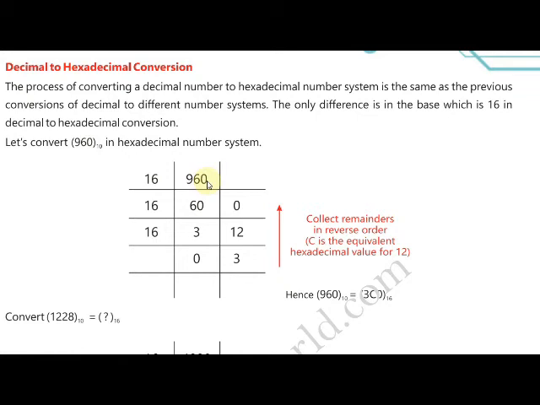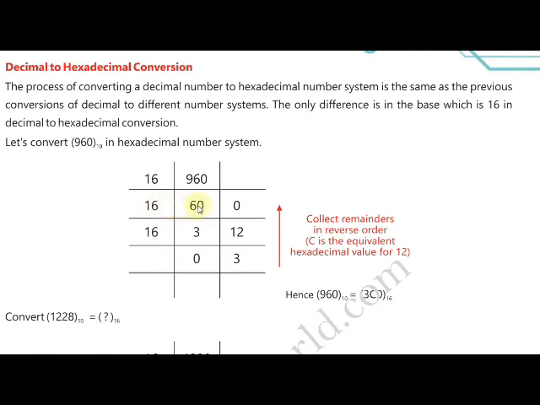Okay, so let's see the process to convert decimal to hexadecimal. 960 divided by 16, when you divide, you will get 0 as a remainder and 60 as a quotient. We have to keep dividing the quotient until it becomes less than 16. When it becomes less than 16, we stop dividing. Now 60 is greater than 16, so again we have to divide this quotient.